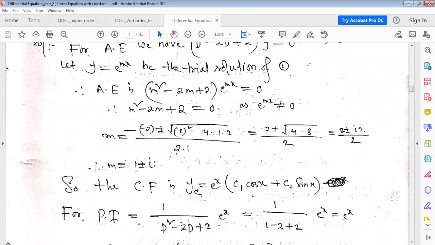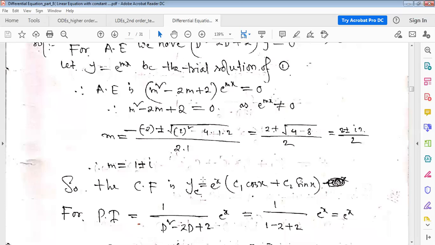Complex roots. So the complementary function can be written as e to the power x, since the real part is the same for both roots, then (c1 cos x plus c2 sin x). The coefficient of i is 1, so 1x.